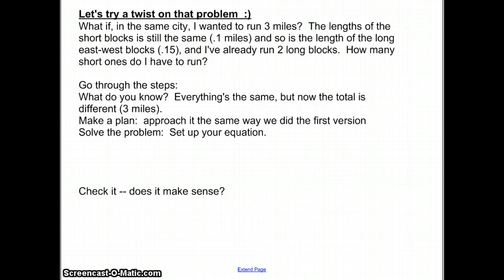All right, so what are you going to do? You're going to write the exact same equation, but this time you're going to set it equal to 3, right? Okay, so let me see if we can do that. So we're going to take 0.1 s plus the distance of the long blocks. And what was the distance of the long blocks? Take a look back if you need to. The distance of the long blocks is 0.15. And we know that we ran 4 of those. That did not change. And that's going to be equal to 3. So why don't you pause this, solve for s, and check your answer, and see if it makes sense.